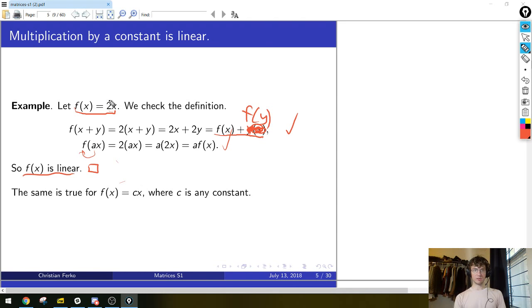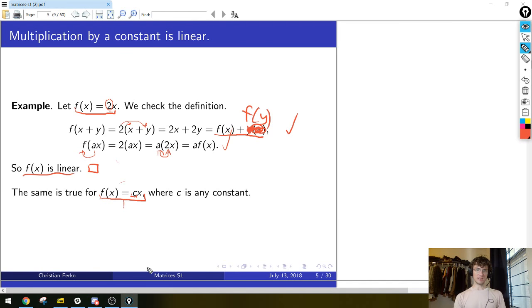And you can probably see right away there was nothing special about the number 2 here. If I'd replaced the number 2 by any constant c, all of the steps of that proof go through. You can simply distribute the c, and you can always swap the order of c and a. So I claim that any function which multiplies by a constant is linear.